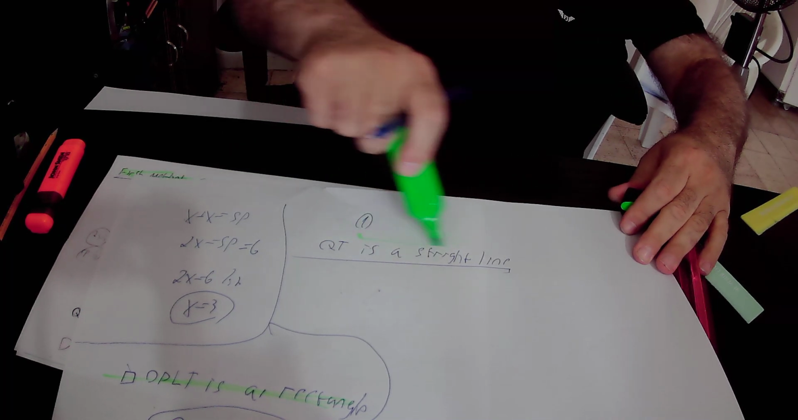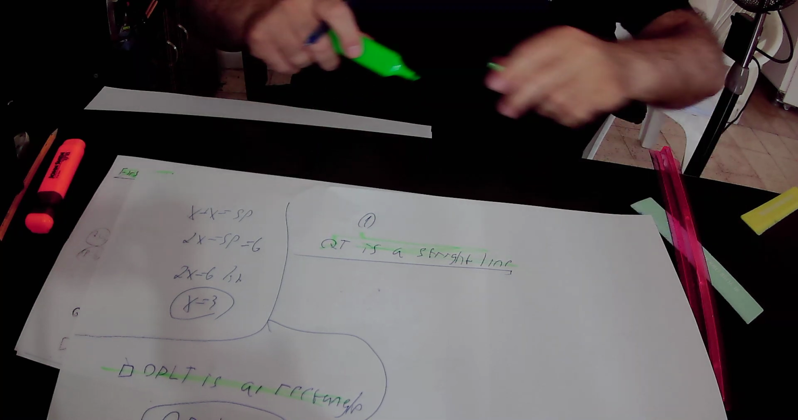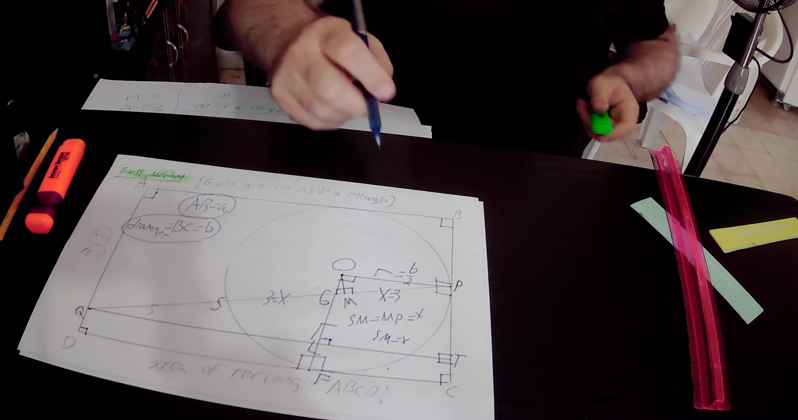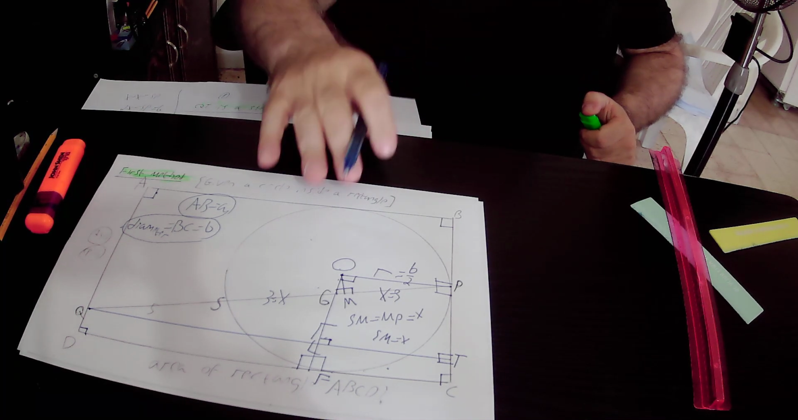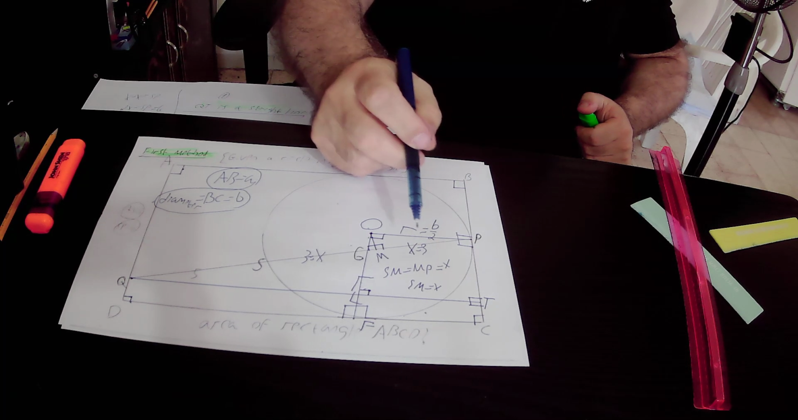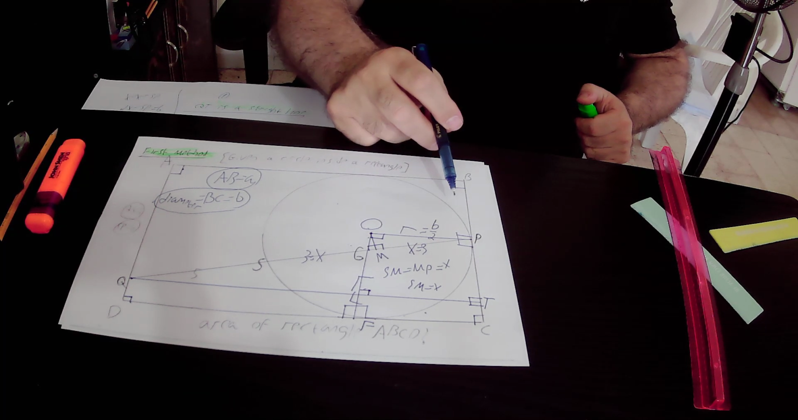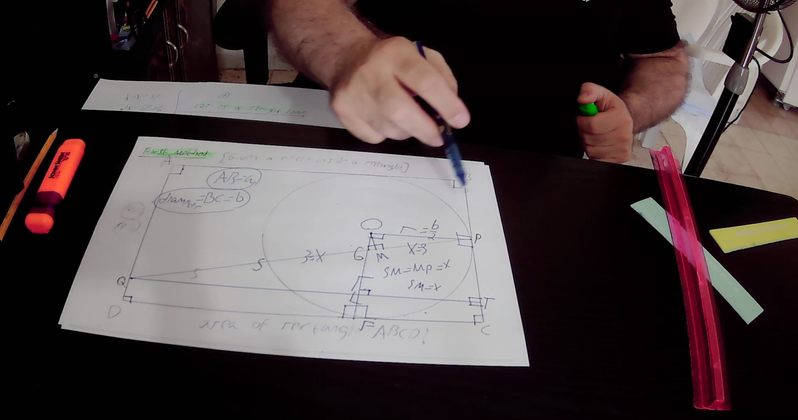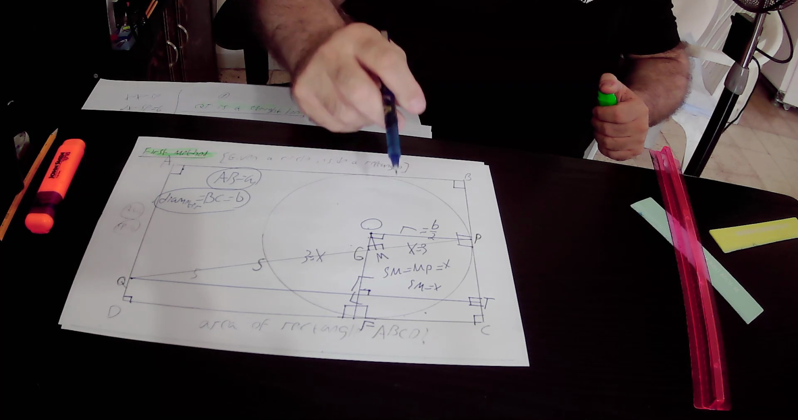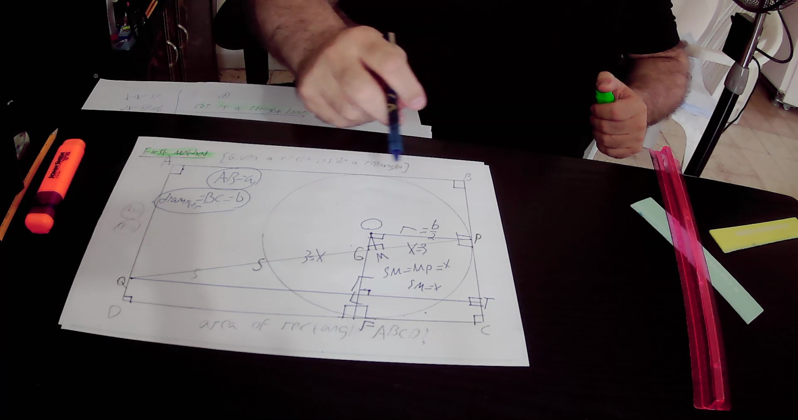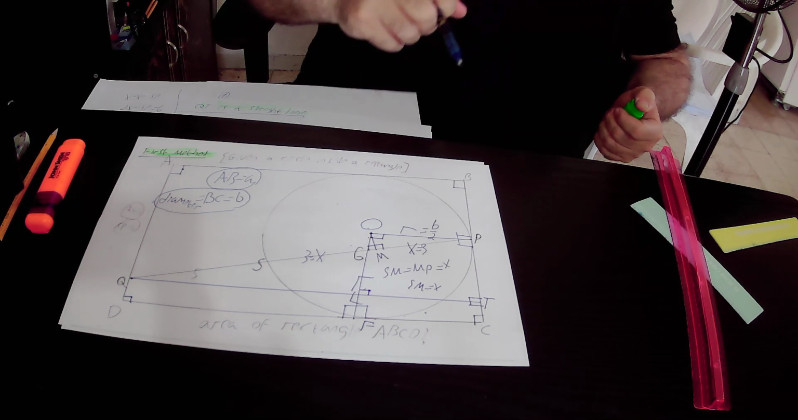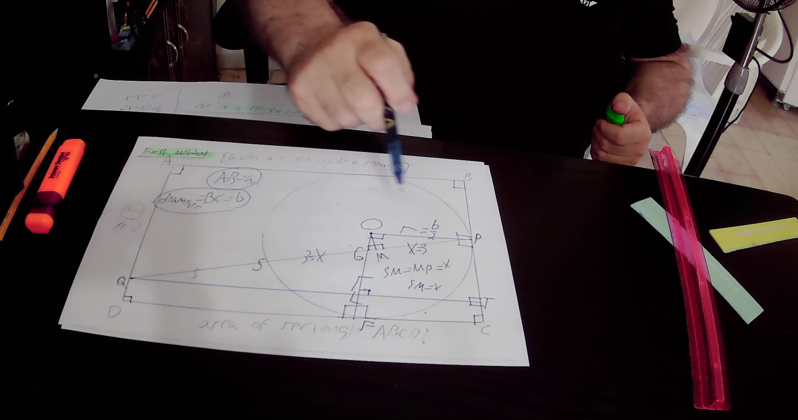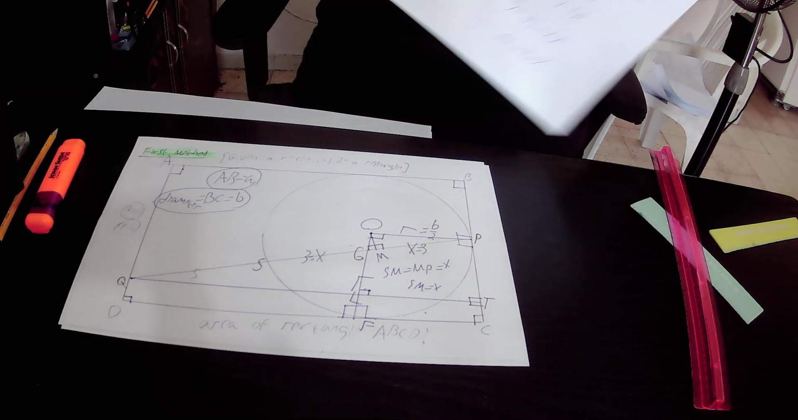Okay, so QT is a straight line and LT is part of the straight line QT. And if part of a straight line LT is parallel to OP, it means that the straight line itself, QT, must also be parallel to OP. Very simple. If part of a straight line is parallel to another straight line, then the straight line itself must also be parallel to the other straight line. That is to say, QT is also parallel to OP.